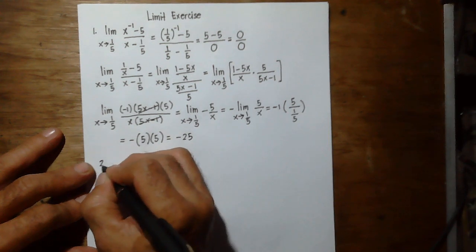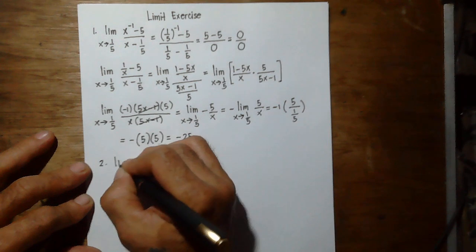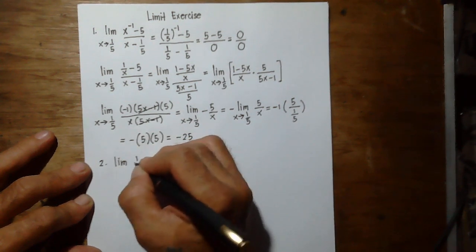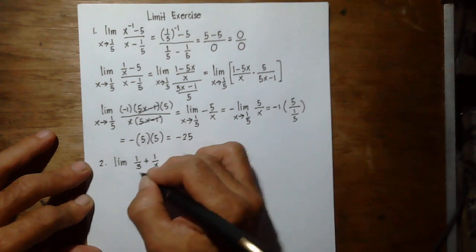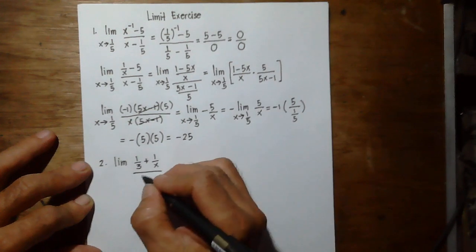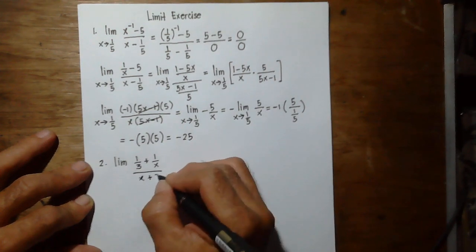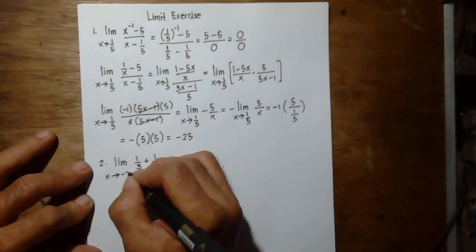For example number 2, we have the limit of (1 over 3 plus 1 over x) over (x plus 3) as x approaches negative 3.